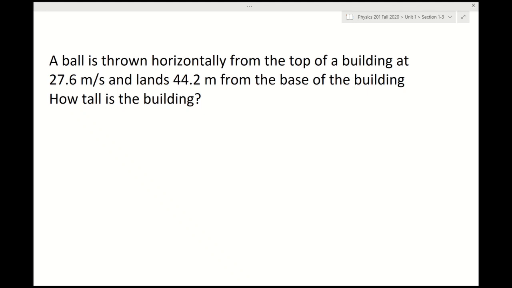A ball is thrown horizontally from the top of a building at 27.6 meters per second and lands 44.2 meters from the base of the building. How tall is the building?